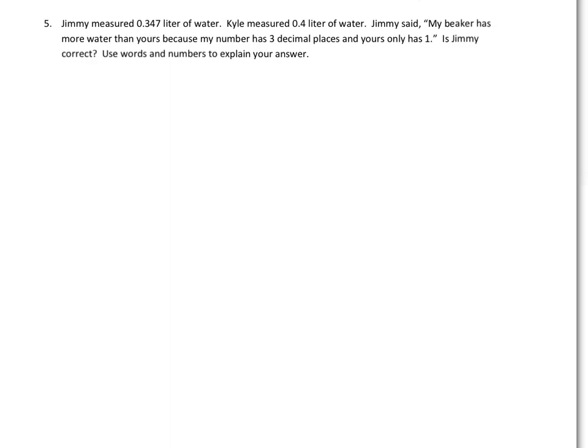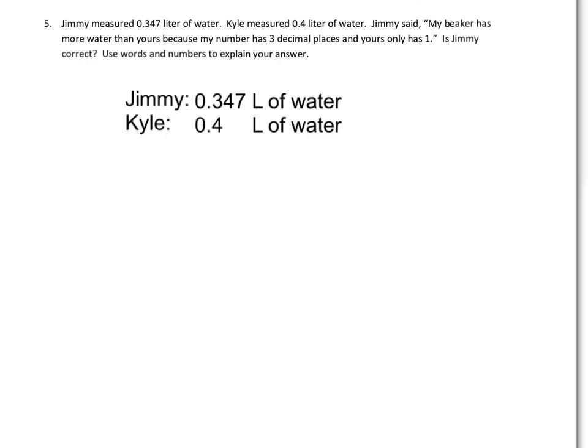Let's start by writing what we know below. We know that Jimmy has 347 thousandths liters of water in his beaker and Kyle has 4/10 liter of water in his beaker. Now we need to compare the numbers because Jimmy believes he has more water in his beaker because his number has 3 digits after the decimal. When you compare numbers, you go from left to right.